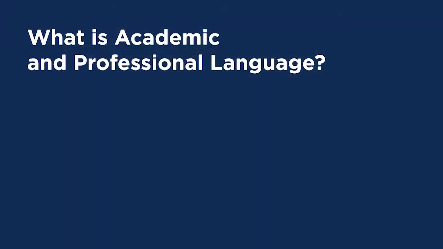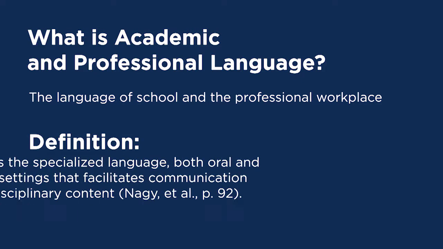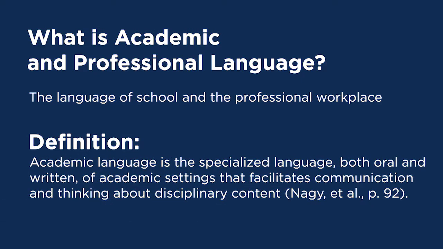So, what is academic language? In general, academic language is the language of school and the professional workplace. A clear definition of academic language is the specialized language, both oral and written, of academic settings that facilitates communication and thinking about disciplinary content. That's probably one of the better definitions by Nagy about what exactly academic language is.